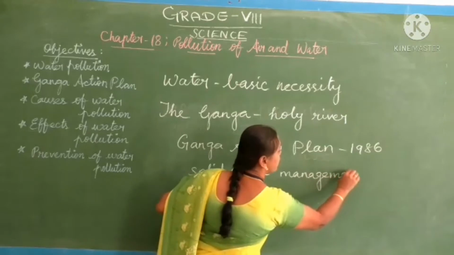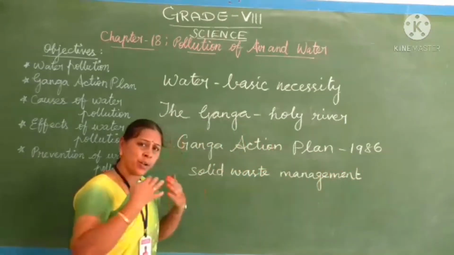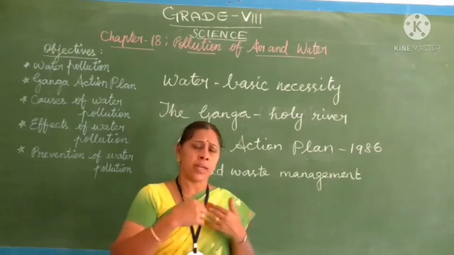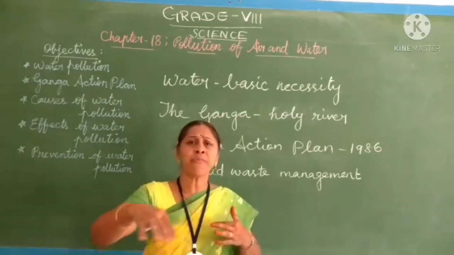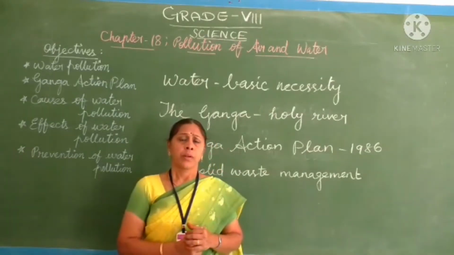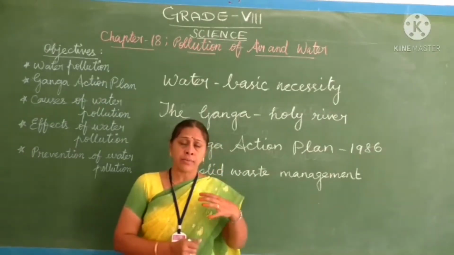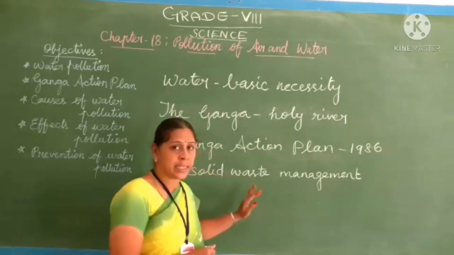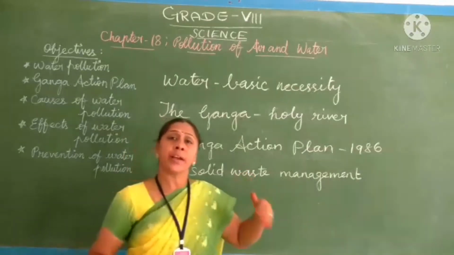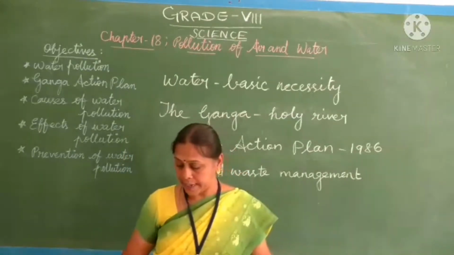That means whatever clothes, flowers, puja things, everything is dumped into the river. Waste like that is called solid waste. So that solid waste and all should be removed. For that also they have taken steps.